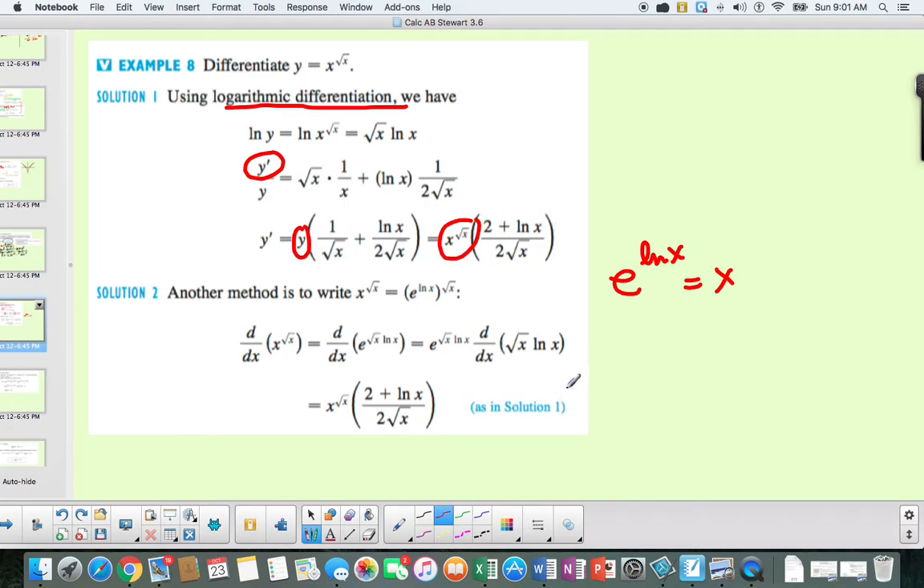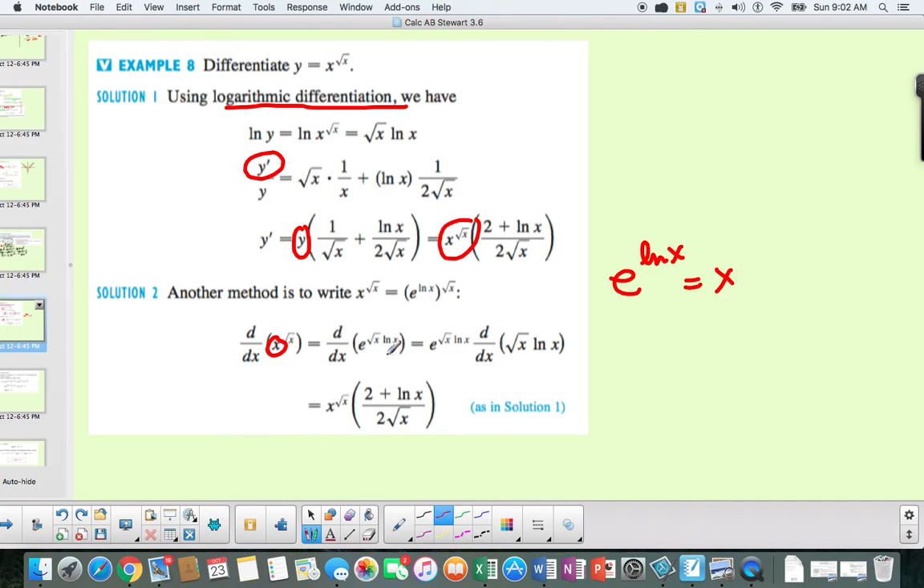Consider another method, and here's the other method. Knowing that e and natural log are inverses of each other, you can take x and rewrite it this way, and that's exactly what's happening here. We're taking x and we're rewriting it. The reason we're doing this is so that we can get a base that's something other than x, because we know how to deal with an exponential with e.